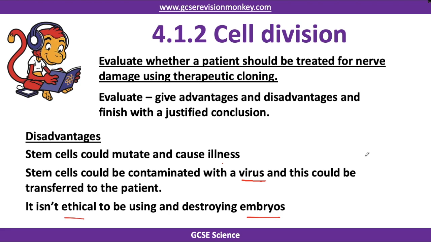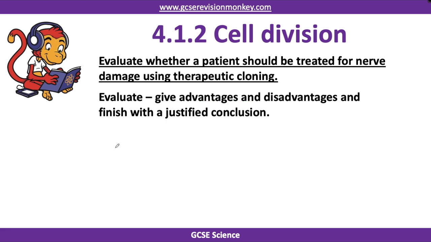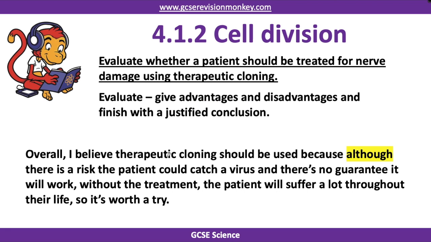So there's a lot of debate around at what point you should consider this ball of cells as being a human life, because we'll use the cells and then destroy the rest of the embryo. So once you've given advantages and disadvantages, you must use a justified conclusion. For example, you could write, overall, I believe therapeutic cloning should be used because. So state whether you are for or against it. There's no right or wrong here, just choose one particular stance. And then try and use the word although.